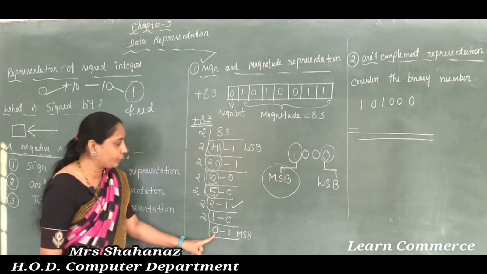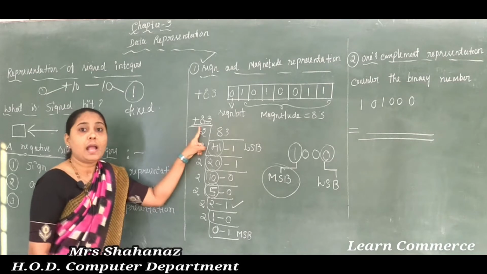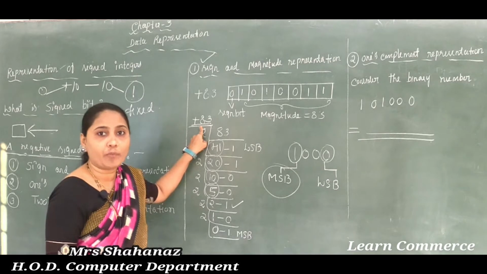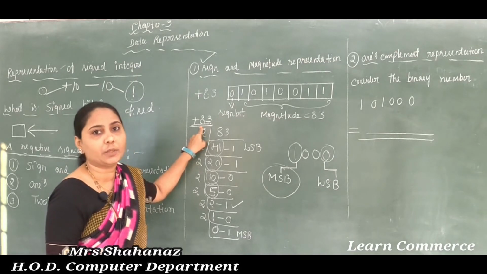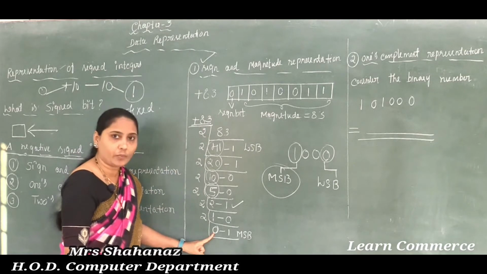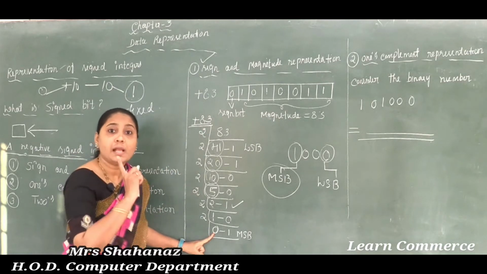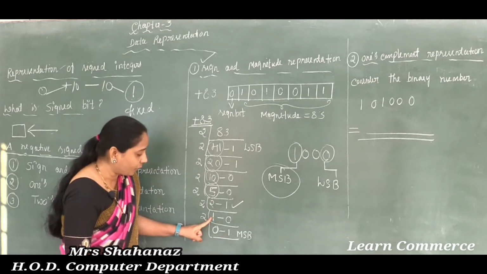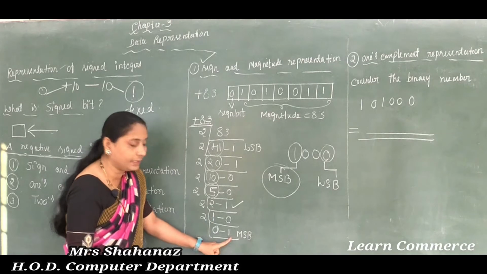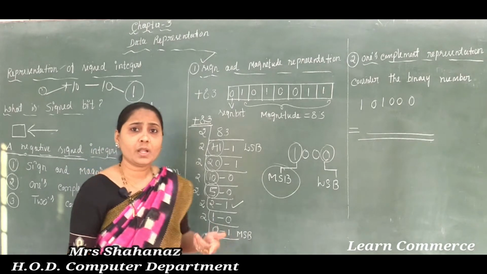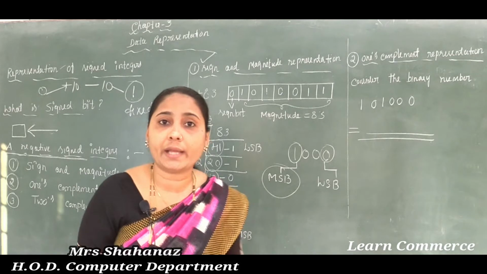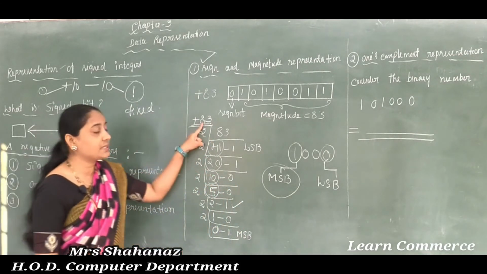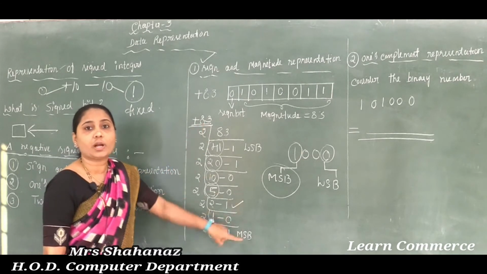So for this positive number, the value I have taken is 83. I need to divide by 2 until the quotient becomes 0. I divide it until the quotient becomes 0, and later whatever remaining value is there, I return. This is the decimal to binary conversion: the number is decimal, and we need to convert it to binary.